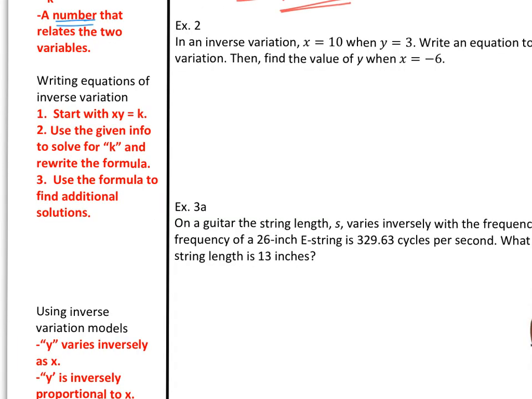Other methods used to write equations: if you're given information that's not in table form, always start with that template xy equals k. Read through the given problem and use information to help solve for k, that constant, and then use it to rewrite the formula. So your answer should never be xy equals k itself. It should always be xy equals whatever that number k represents. Last but not least, if you're asked to find additional solutions, use the formula that you generated to find those additional solutions. Let's take a look at some examples on the right.